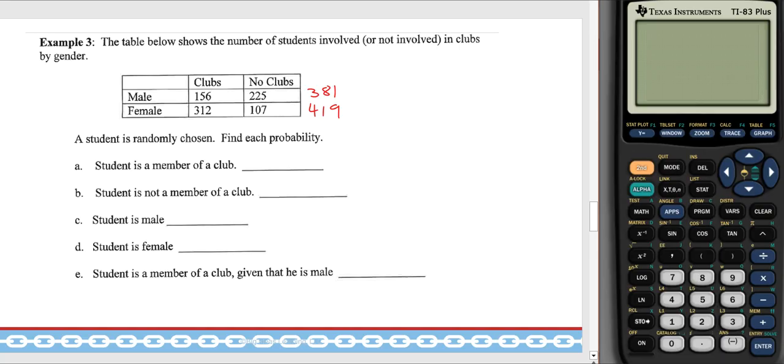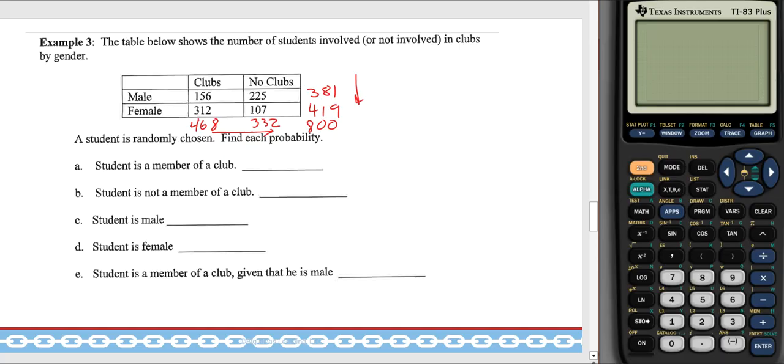We also need to add our columns up, right? I need to know how many people are involved in clubs, so I would add the 2 values there. Not involved in a club, right? And then I would also need to either add my column totals or my row totals, either one, to get my total number of students. So in this case, it would be 800. So we had a sample size of 800. 800 students were surveyed.